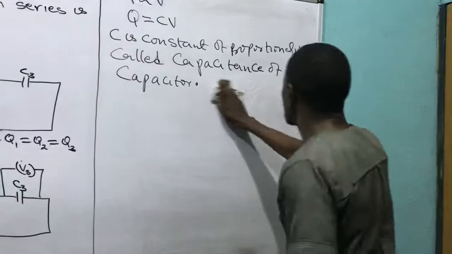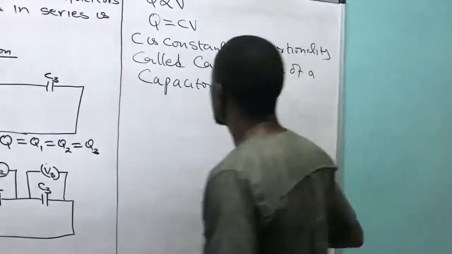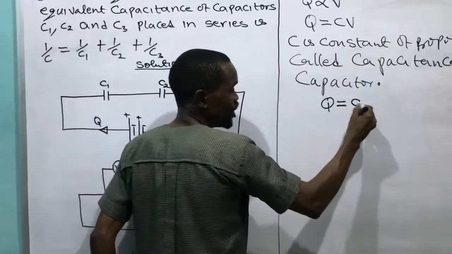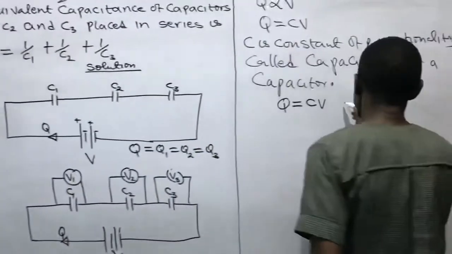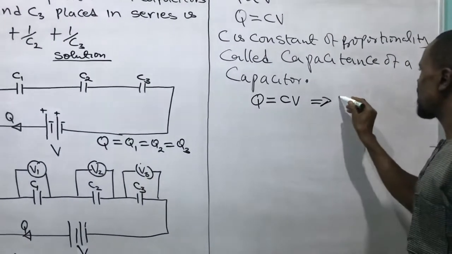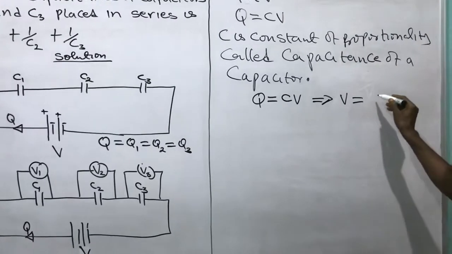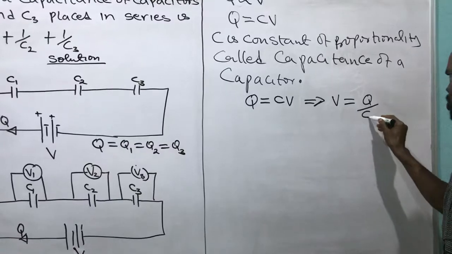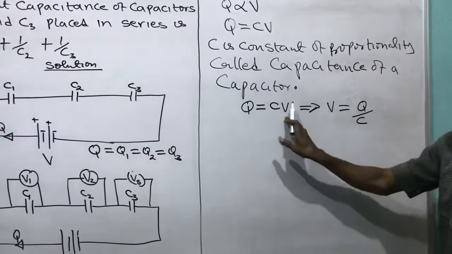So let us look at this properly before we go into deriving this. I have Q equals to what? Q = CV. Then making V the subject of the formula, I have V equals to what? Q all over C. That means dividing through by C.